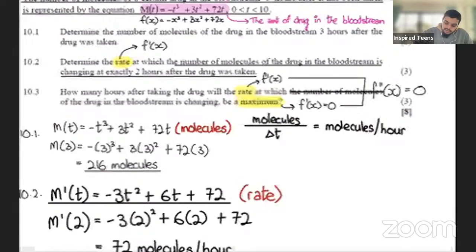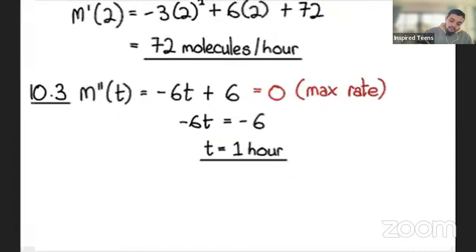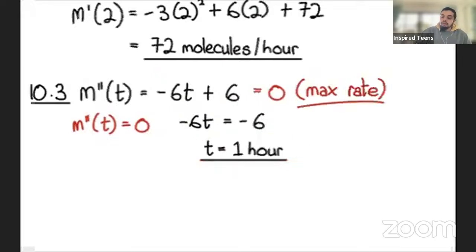All right. So this is rate and maximums. For rate you derive once, for maximum you derive again, and for maximum you also equate to 0. So essentially you find the second derivative and equate it to 0. Solve for the time where the second derivative is equal to 0. We solved for that, and it gave us 1 hour. So after 1 hour, the rate would be at a maximum.